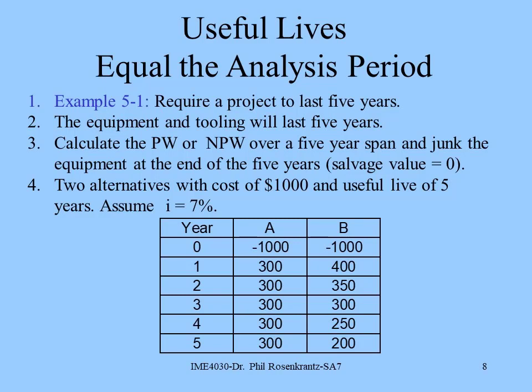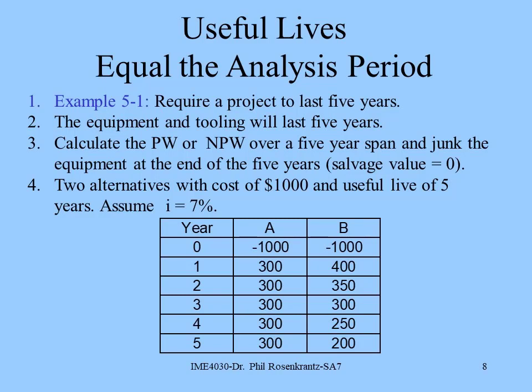Both alternatives in this case cost $1,000. And you'll see that alternative A costs $1,000. So in year 0, it has a value of minus 1,000. And then it has a benefit of $300 a year for 5 years. So that's a nice uniform series. Alternative B, same thing, $1,000 cost, but its benefits start out a little higher and end up a little lower. It starts out at $400 and goes down $50 a year for 5 years.